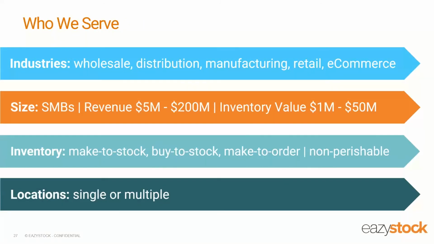Who we serve? We work with an array of industries. We have wholesale, distribution, manufacturing, retail, e-commerce, so a bit of everything really. In terms of size, small to medium businesses with a revenue between 5 and 200 million and an inventory value between 1 and 50 million. We work with make to stock, buy to stock, make to reorder, but something that's really important to mention is that we focus on non-perishable. And we also work with single or multi-site businesses as well.